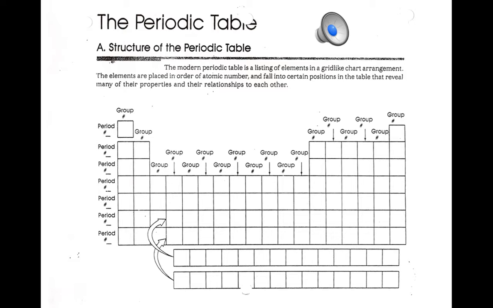In your package, you should have this sheet. It's going to take you some time to copy this down. I may go too quickly, so make sure you pause. This is to try to illustrate mainly the different types of groups on the periodic table.